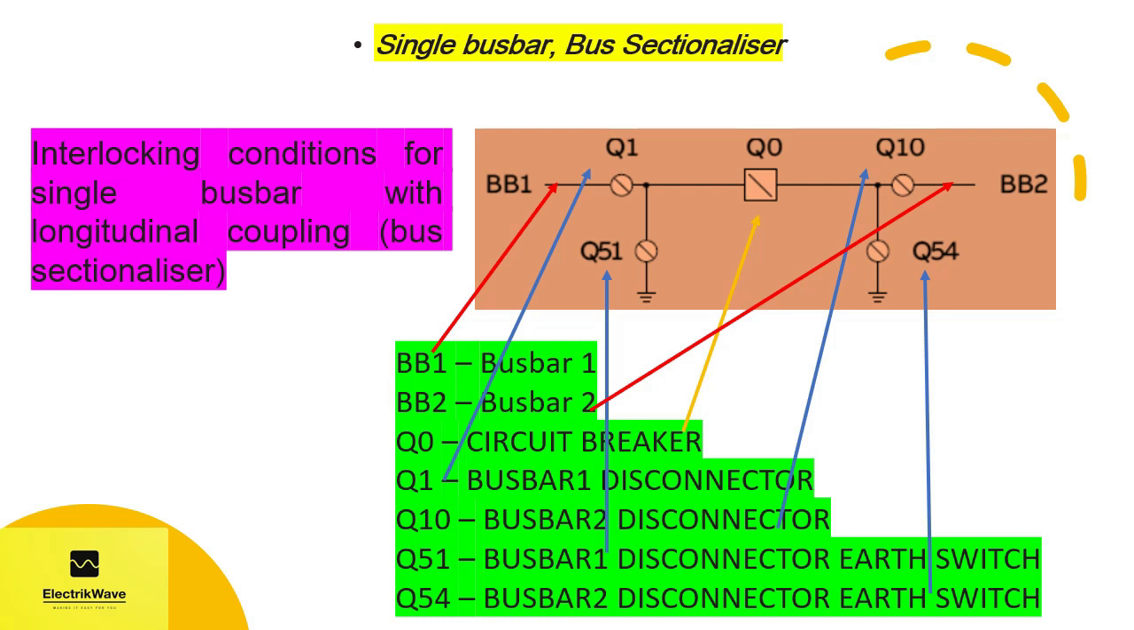Let's understand nomenclature used here. BB1 is busbar 1, BB2 is busbar 2, Q0 is circuit breaker, Q1 is busbar 1 disconnector, Q10 is busbar 2 disconnector, Q51 is busbar 1 disconnector or switch, Q54 is busbar 2 disconnector or switch.